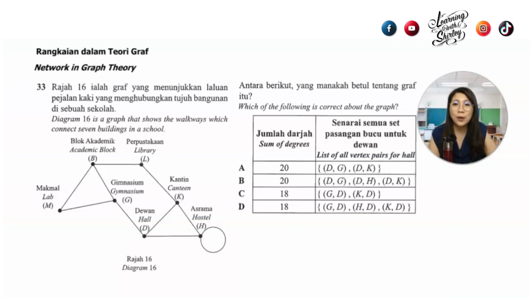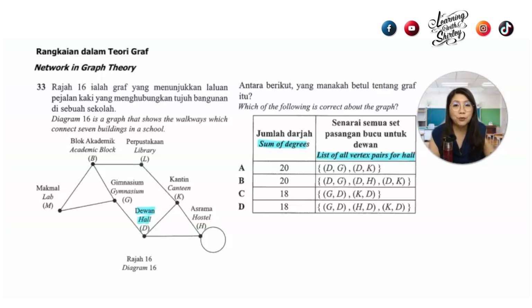So this is on network in graph theory. Diagram 16 is a graph that shows the walkways which connect 7 buildings in a school. So which of the following is correct about the graph? So here they're asking for the sum of degrees and then the list of all the vertex pairs for the hall. So where's the hall? So here's the hall, right? Okay, so here they want the sum of degrees.